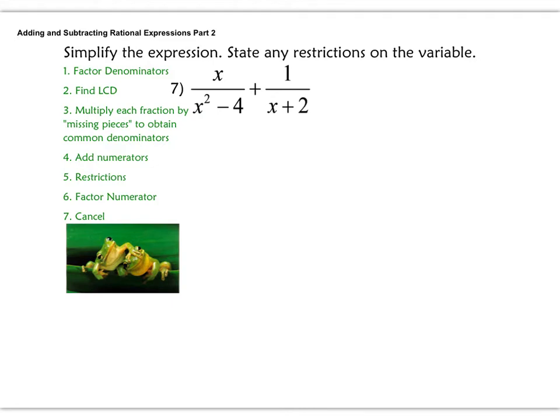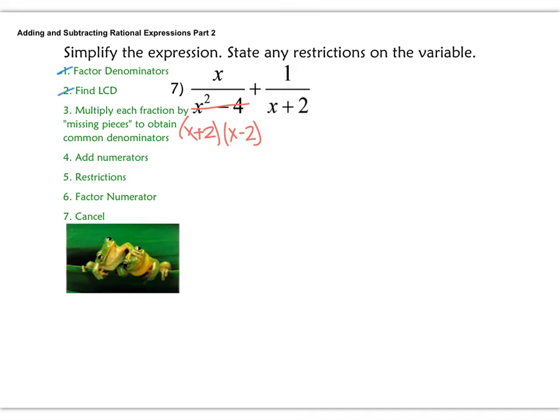Number 7. No negative to distribute, so we'll jump right in. Step 1, factor your denominators. So this first one is my favorite. That is a difference of squares. So x plus 2, x minus 2. The second one does not factor.